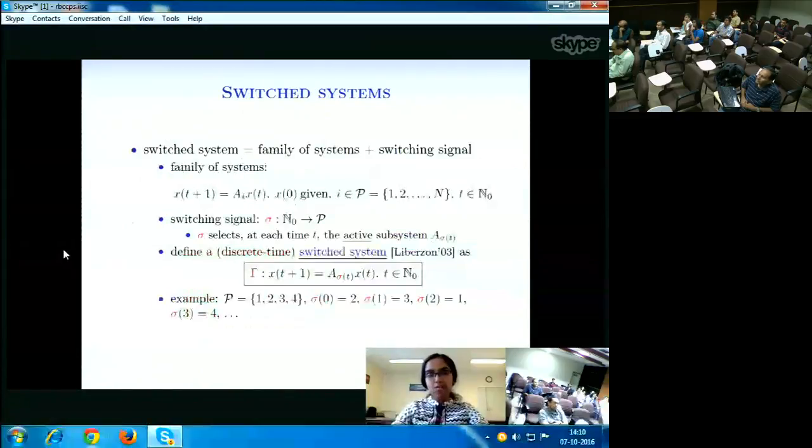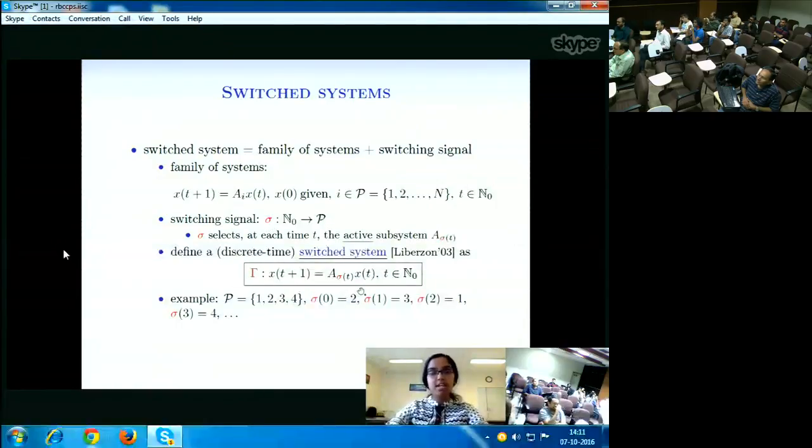So, typically, a switched system has two ingredients. There is a family of systems and a switching signal. Now, the switching signal tells us at every instant of time which system from this family is active, meaning which dynamics is being followed. So, on this slide, I have a family of discrete time linear systems. There are big N systems in this family. Little sigma is a switching signal. And we have a switched system that is generated by this family of systems and the switching signal.